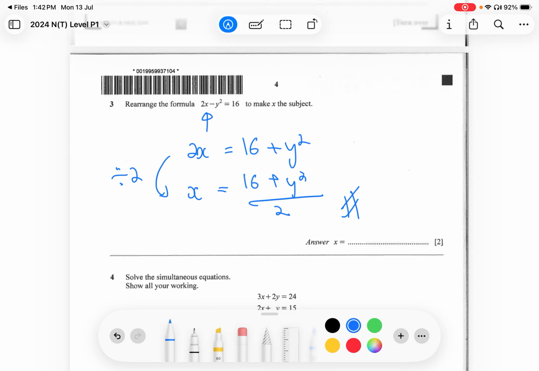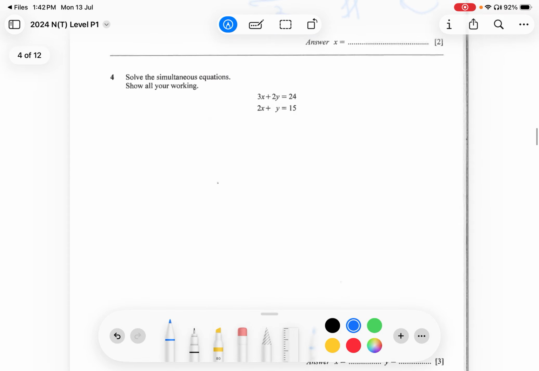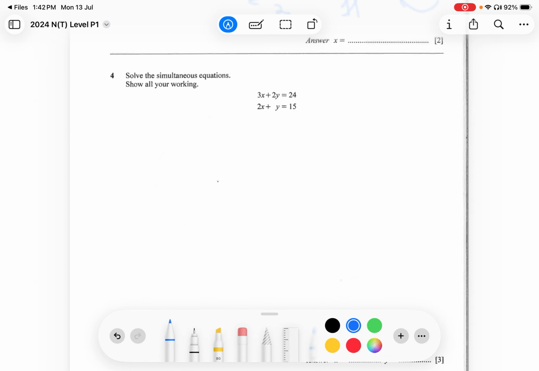Okay, for this, make X the subject. X is just here. So I don't want the Y square. I bring the Y square over first. Then 16 plus Y square. Minus bring over is plus. Plus bring over is minus. Times bring over is divide. Divide bring over is times. The next one. Show all your working.